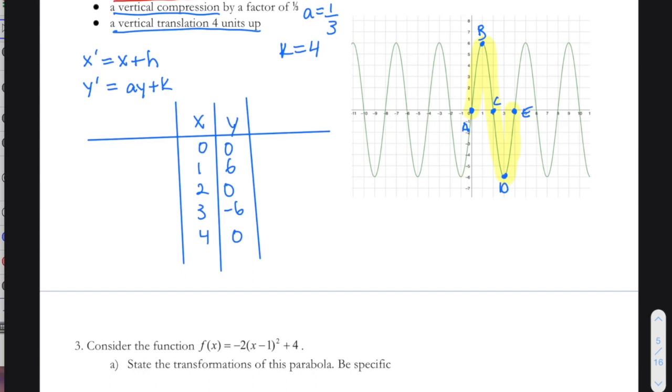So to go from x, I need to subtract 1, because I know x prime is x minus 1, because I know h is -1. So all I do is I subtract 1 from all of these values.